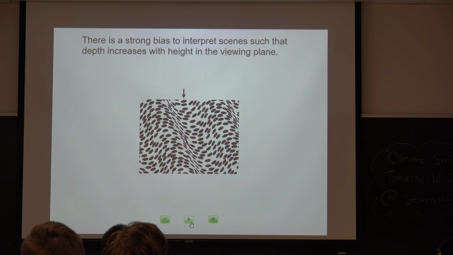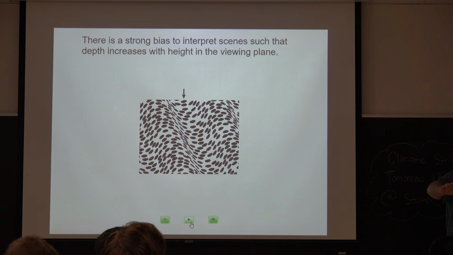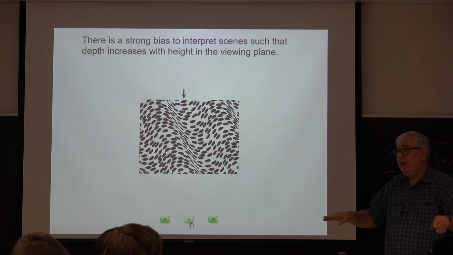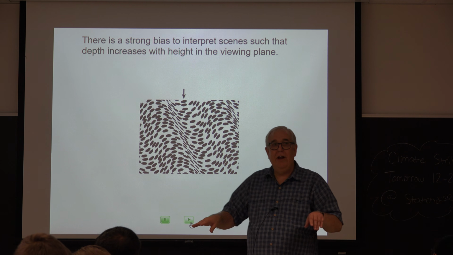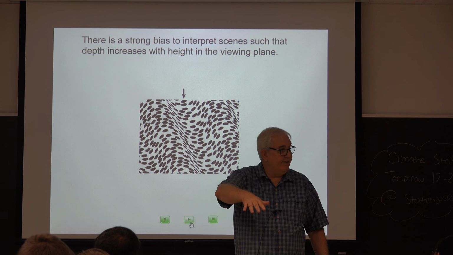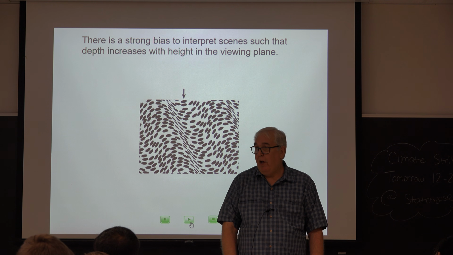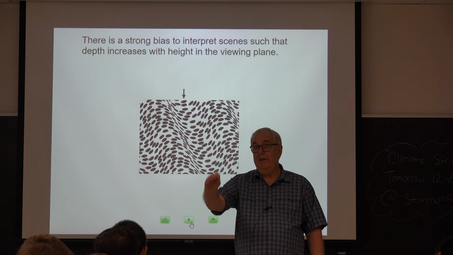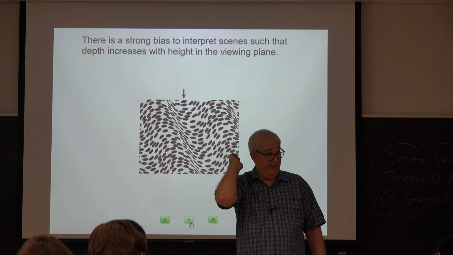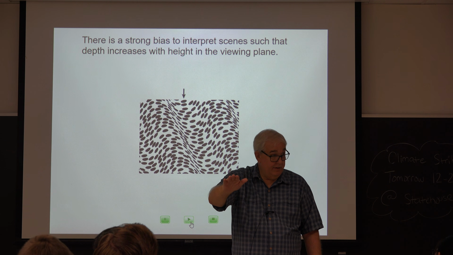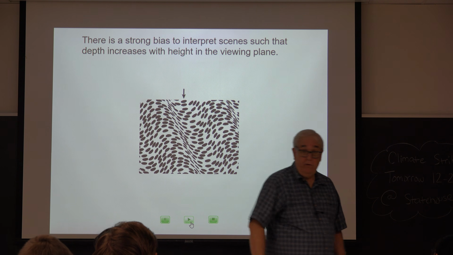This is a completely ambiguous stimulus. It could be this, it could be that. If we didn't account for ecological constraints, they'd both be equally likely. But our brains are biased to see ground planes over ceiling planes. And that's what causes this illusion.